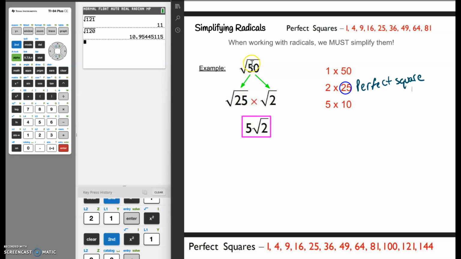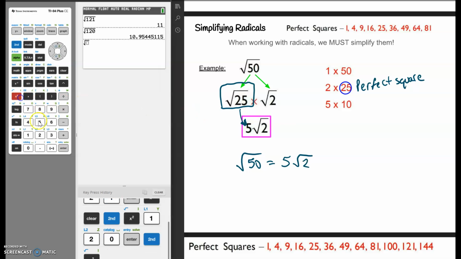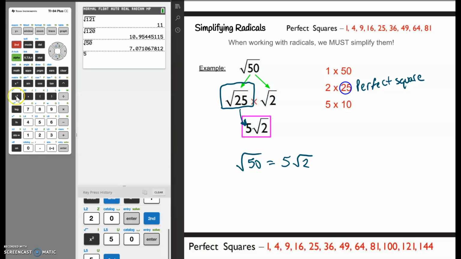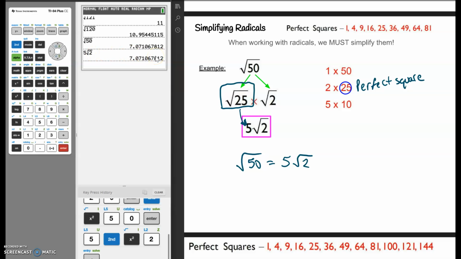So we can think about the square root of 50 as the square root of 25 times the square root of 2. And the square root of 25 has a nice square root. It is 5. So the square root of 50 has the same value as 5 square root of 2. Our calculator will tell us the same thing. The square root of 50 is 7.07106 and so on. If I type 5 times the square root of 2 and press enter, you'll notice they are identical. They're the same thing. One is just our simplified version.